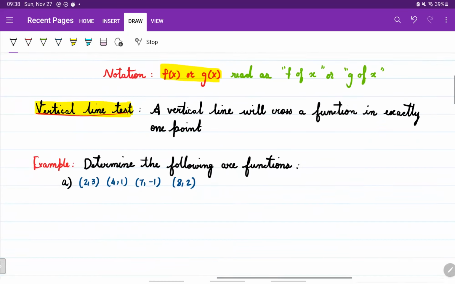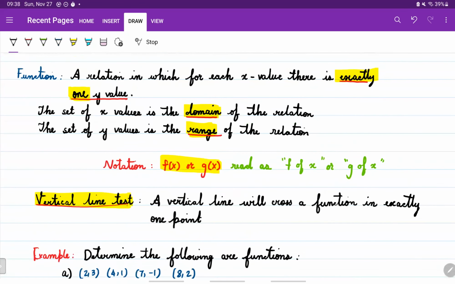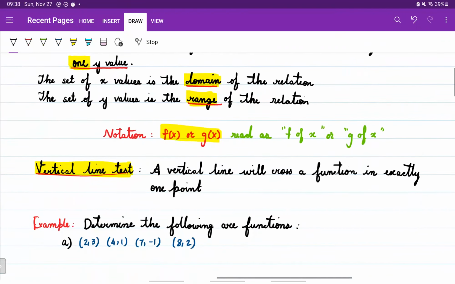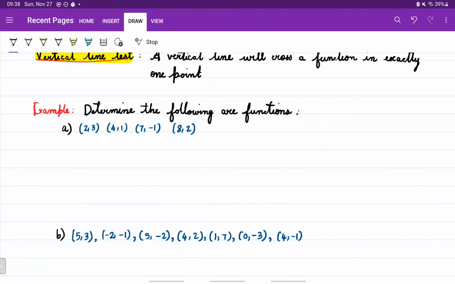To repeat once again, a function is a valid function only when for each x value, there is only one y value. So let me write it down here. For each x value, there is only one y value.